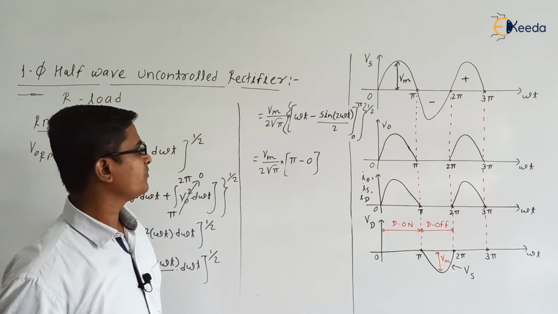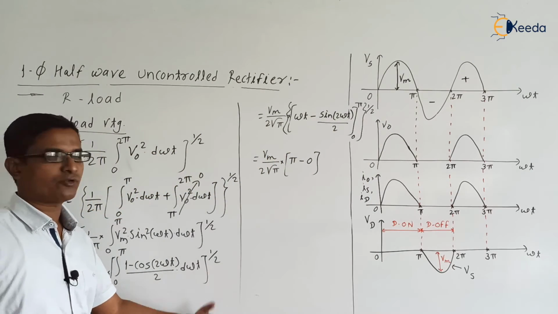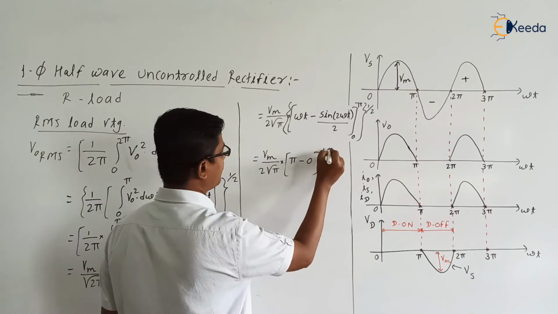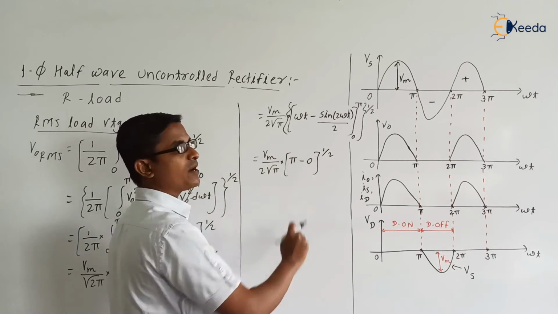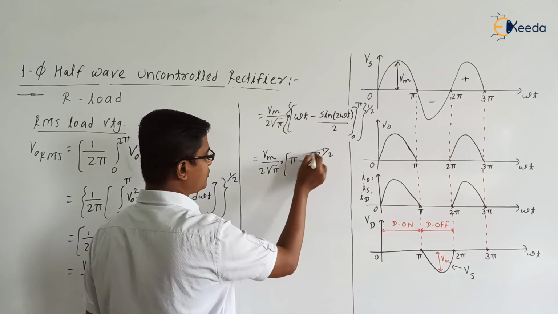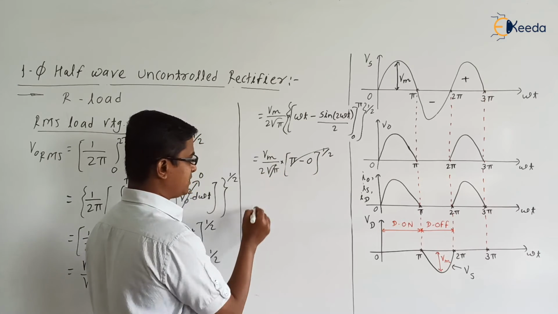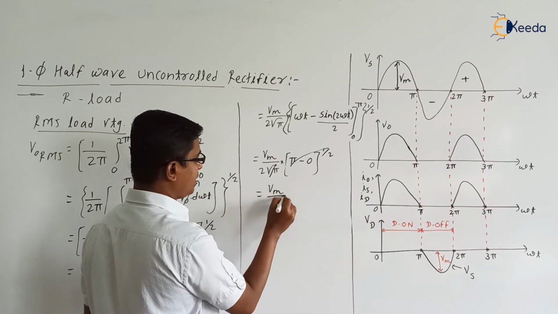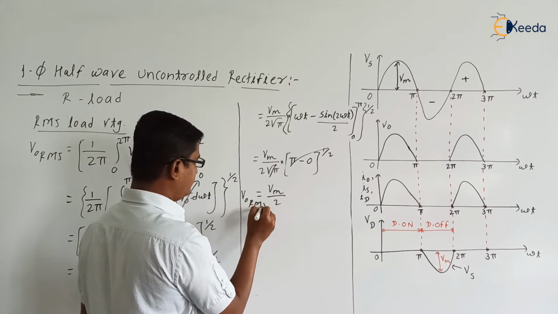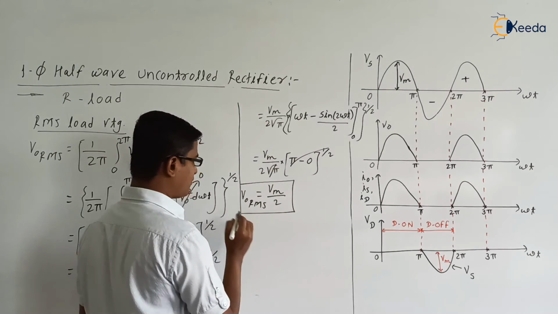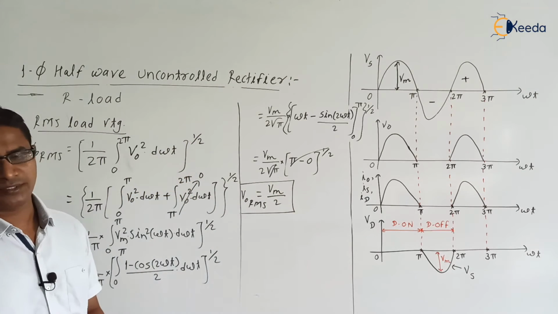Are you getting the point? Because here we are in the to the power 1 by 2. Okay, so to the power 1 by 2. So if you check pi minus 0, that is pi. Pi to the power 1 by 2 is root pi. So this root pi and this root pi will get cancelled. So it is equal to Vm by 2. This is what V0 RMS is. V0 RMS is equal to Vm by 2. Are you getting the point?